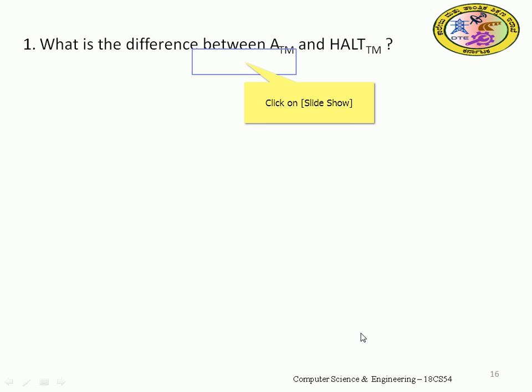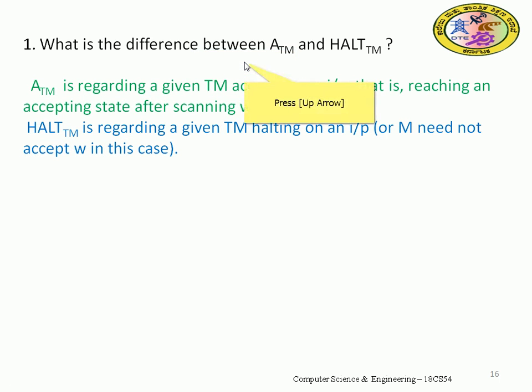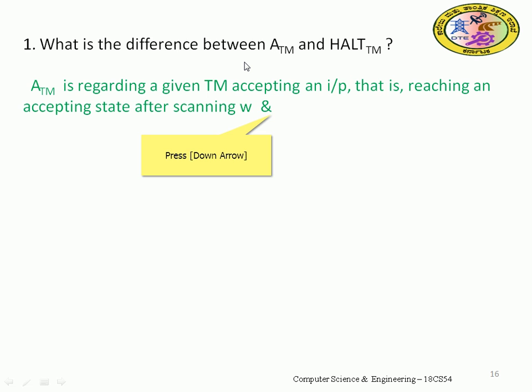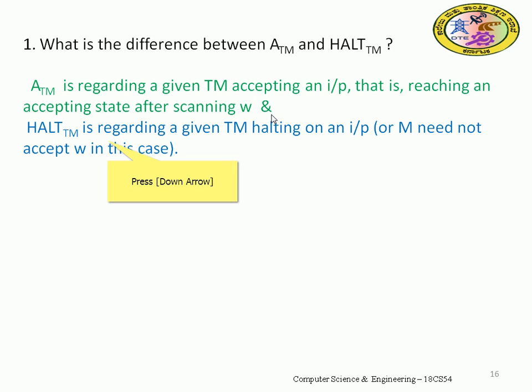Continuing, the difference between the acceptable Turing machine and the halt Turing machine. The acceptable Turing machine is regarding a Turing machine accepting an input, that is, reaching an accepting state after scanning string W. After reading completely the characters available in string W, it is going to accept, reaching the final state. The halt TM is regarding a given Turing machine halting on an input, or M need not accept W in this case.